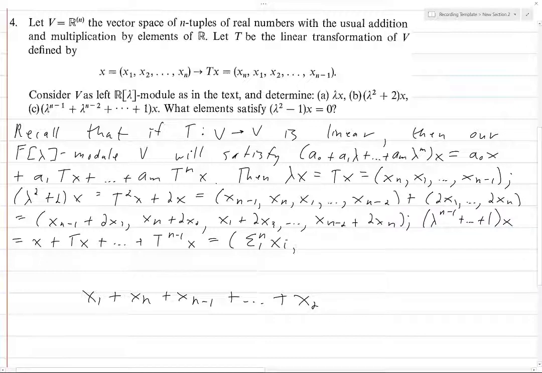Okay, so that's the first entry. But then the second entry, instead of starting at x1, we're going to start at x2, then we're going to go to x1, then we're going to go to xn, then xn minus 1, and then we're going to stop at x3. And so again, we get the sum from 1 through n of xi, and obviously this pattern continues. So every entry is the same, it's just the sum of all the xi's.